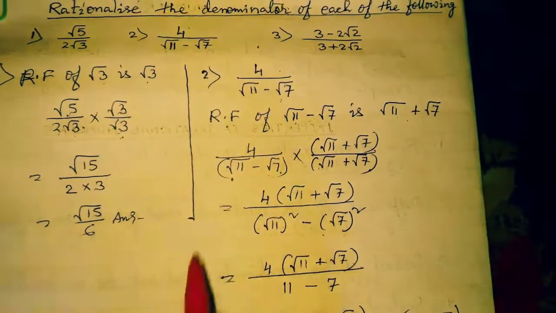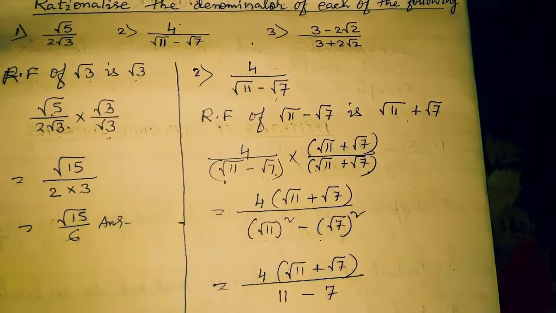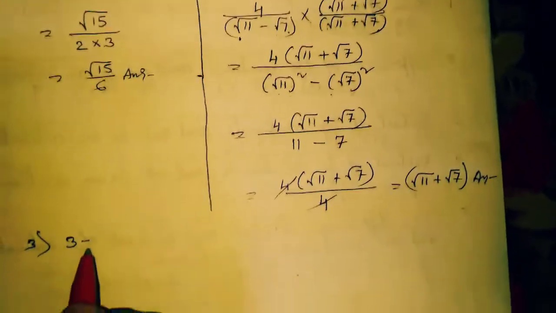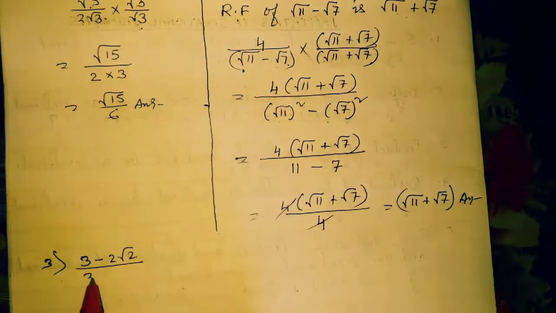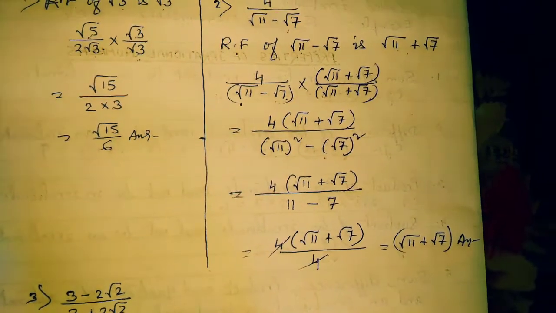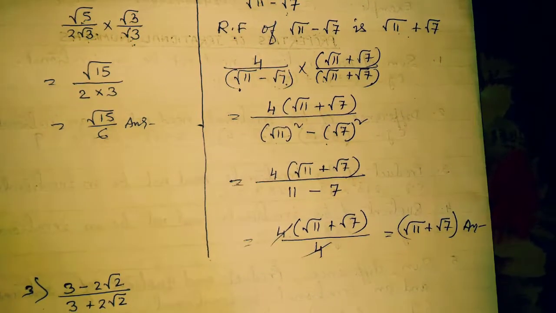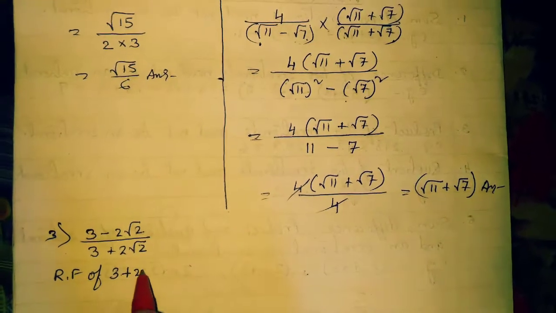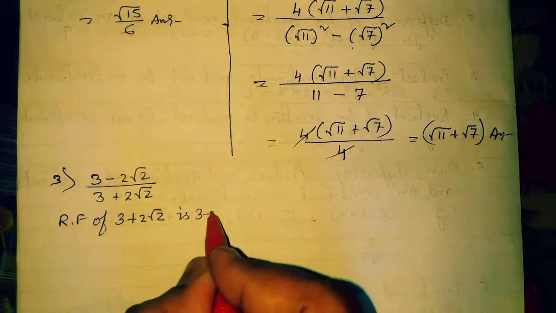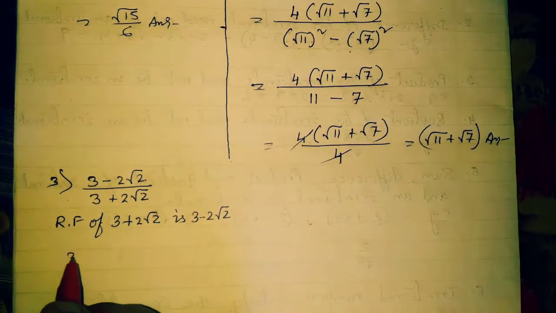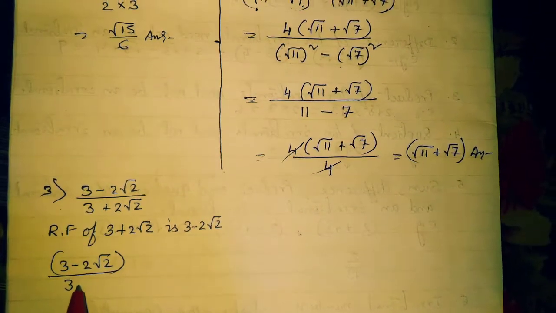The third question is given: 3 minus 2 root 2 divided by 3 plus 2 root 2. Again we'll find the rationalizing factor of this. So the rationalizing factor of the denominator 3 plus 2 root 2 is 3 minus 2 root 2. So the numerator and denominator both you multiply by 3 minus 2 root 2.